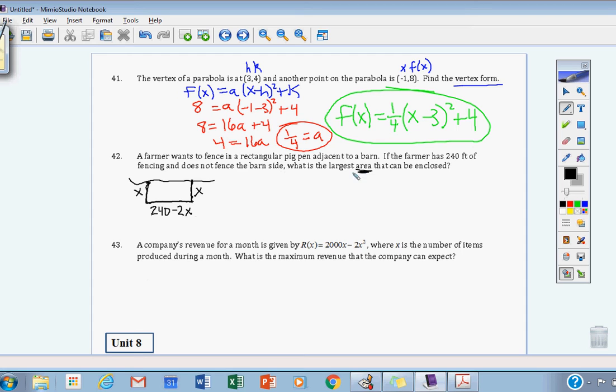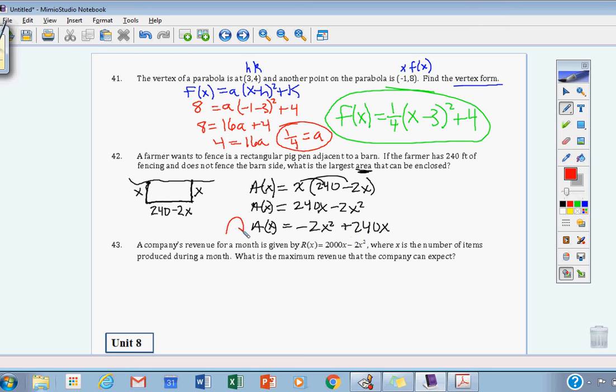Well, they're talking about area, largest area. So the area function would be length times width. So we got ourselves x times 240 minus 2x. Well, when I distribute that through, I got area in terms of x equals 240x minus 2x squared. And again, I personally don't like looking at it like that. So I'm going to say negative 2x squared plus 240x. And if you're thinking about this, this is a parabola that's going to open downward, which means, you guessed it, we have a maximum point.